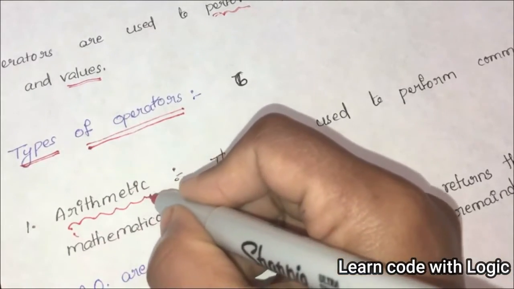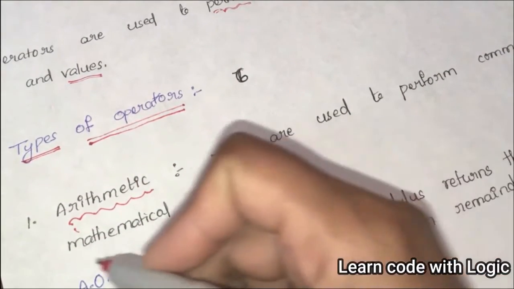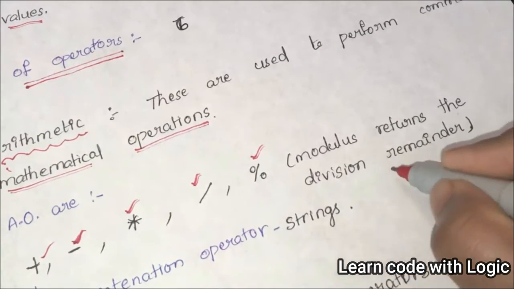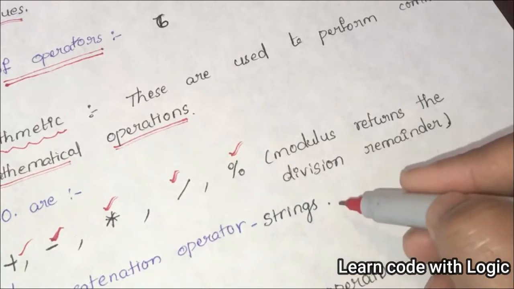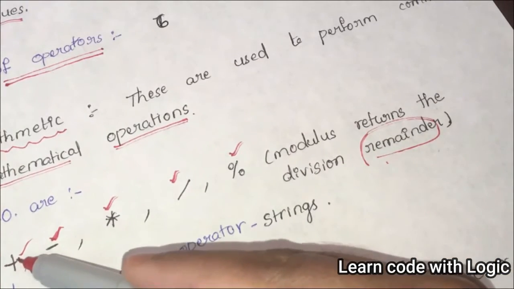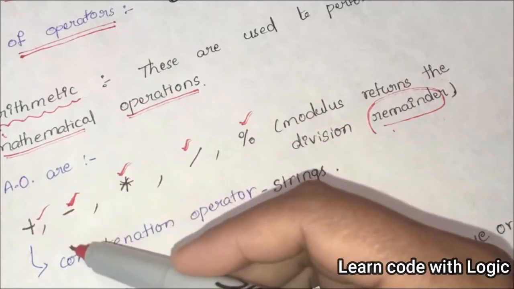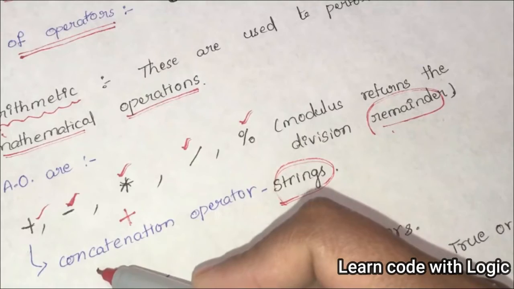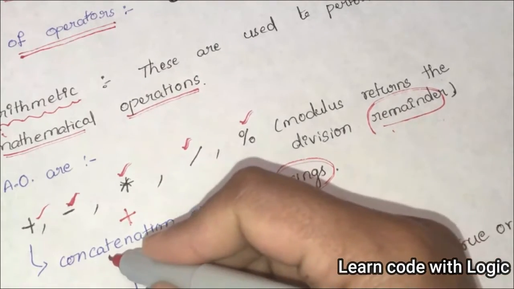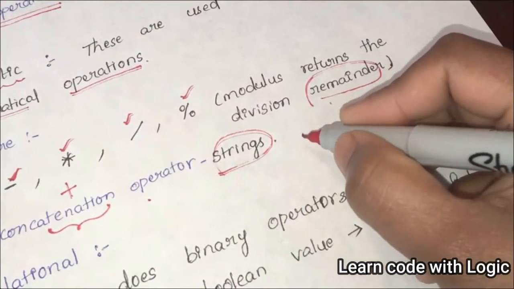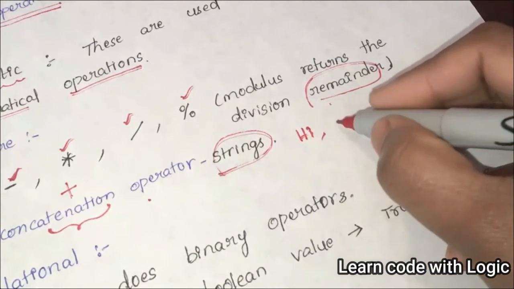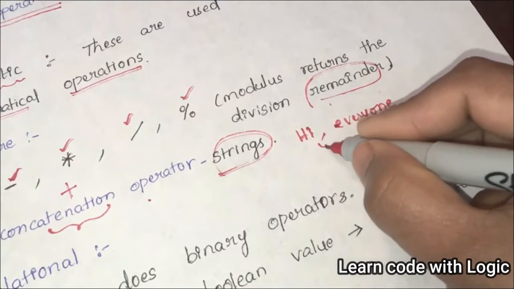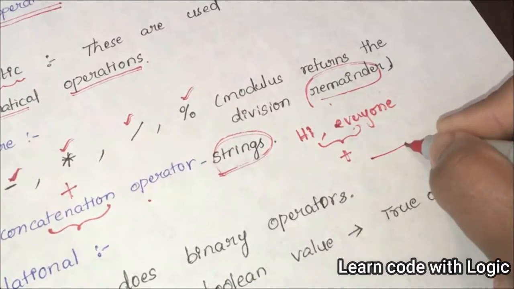The first one is arithmetic operator. These are used to perform mathematical operations: addition, subtraction, multiplication, division and modulus. Modulus returns the division remainder and plus is addition. If you take this same symbol when you are dealing with strings, then this one performs concatenation operations. Concatenation means it just adds two strings. Suppose you have hi and the second string is everyone, if you concatenate, it prints all together.